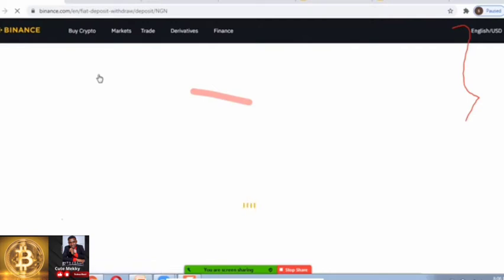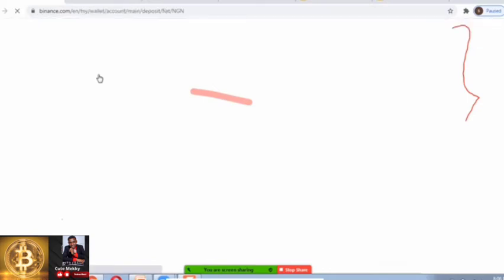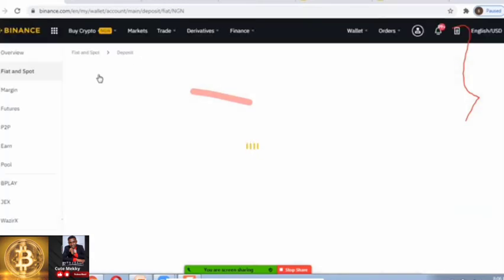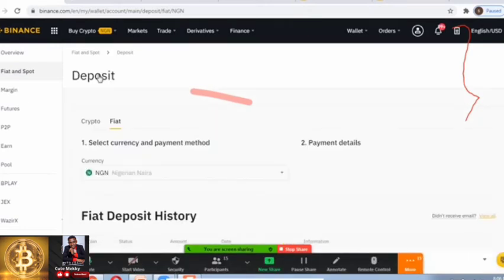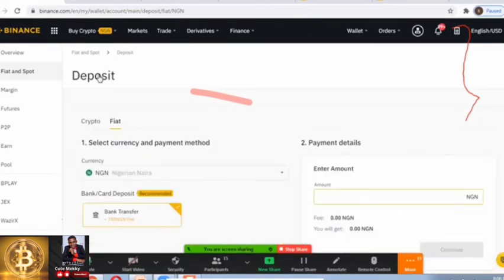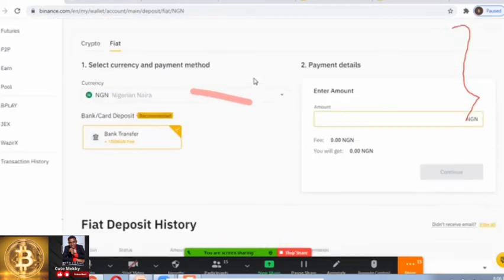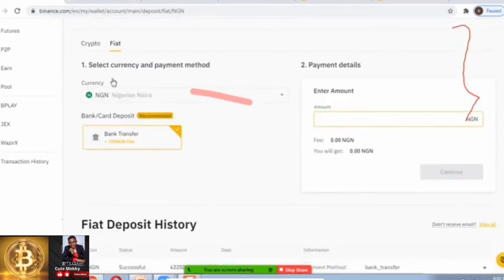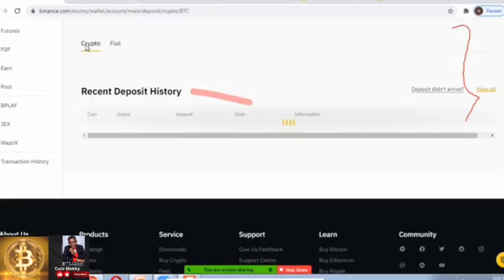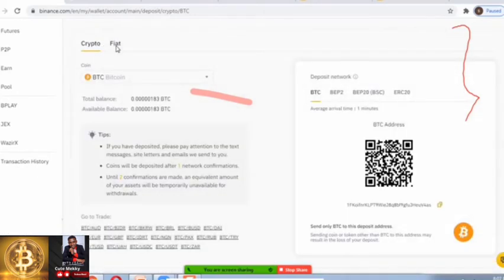Once I click on bank deposit, I have to make my app ready so I can do the transfer here. You see it and it will reflect. As I wait for it to reflect, I'll be taking your questions as well. So what I will do here is I want to deposit Naira. Very important. Now you have to choose fiat. This is crypto. I have to choose fiat.